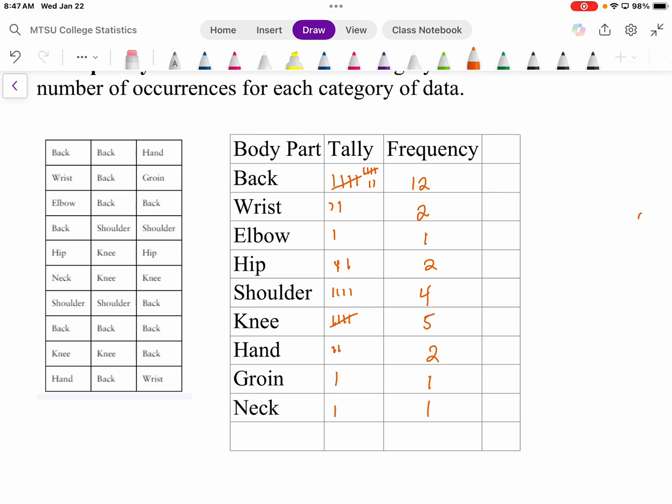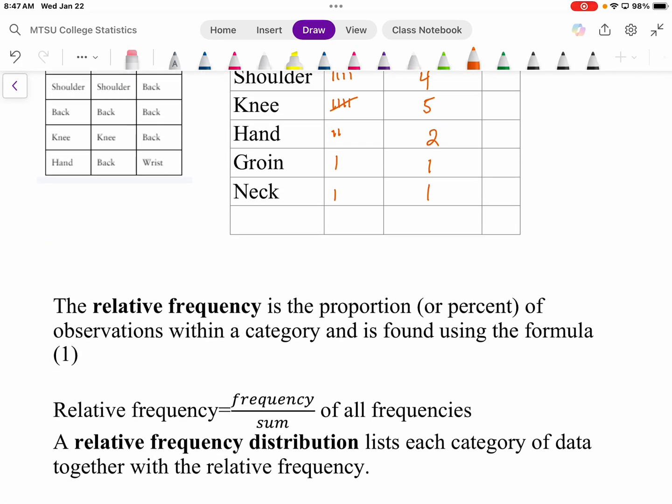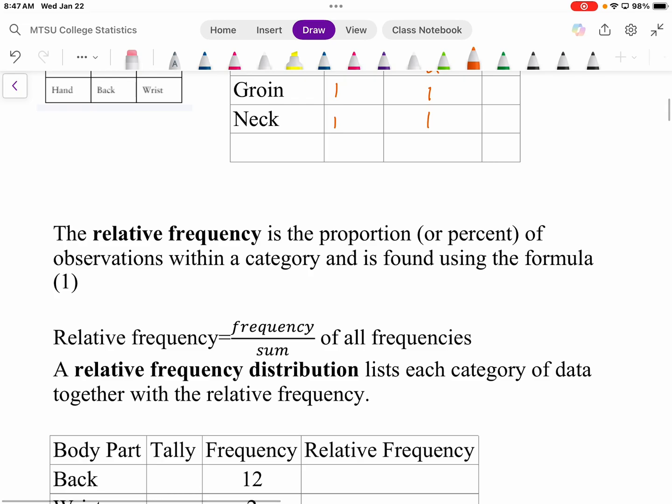So now we're going to go down here further. We will create a bar chart, or I may already have one created for you. The next thing we're going to do is talk about a relative frequency. A relative frequency table is based off of proportions or a percentage. It's the percent of observations within a category and found using a formula. So when we're looking at the relative frequency, we look at the frequency of that one thing occurring, and then we divide by the total of all of the occurrences in that topic.